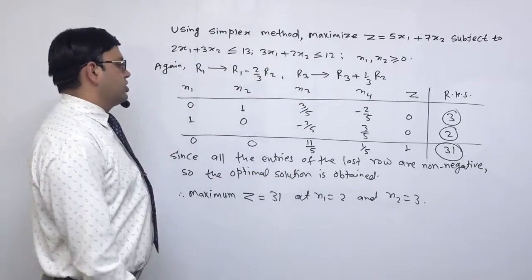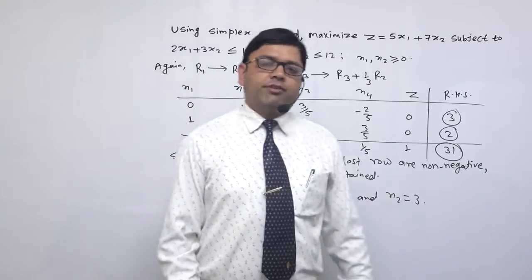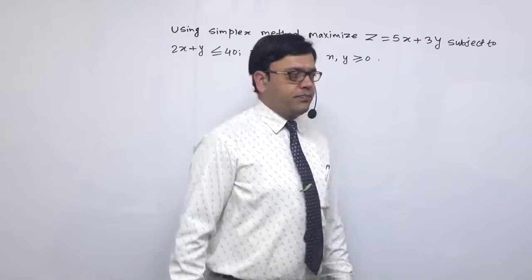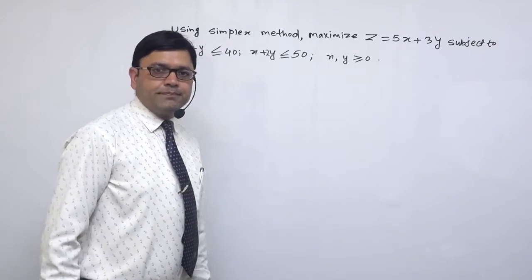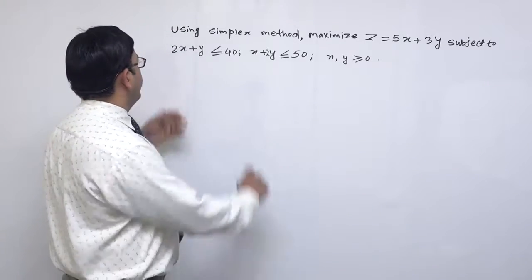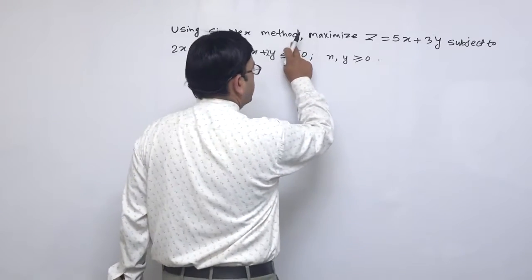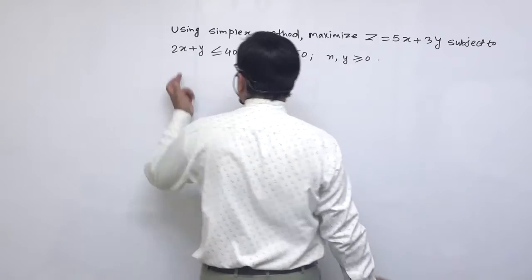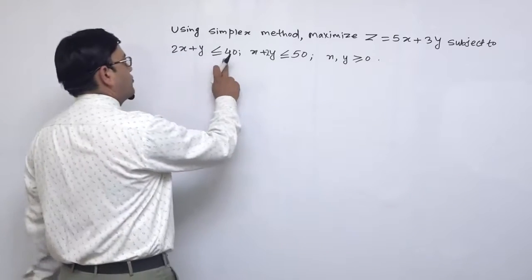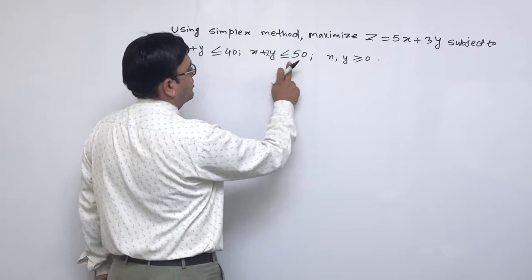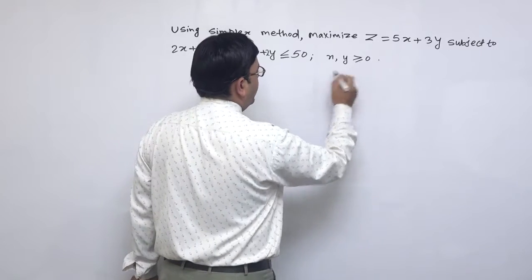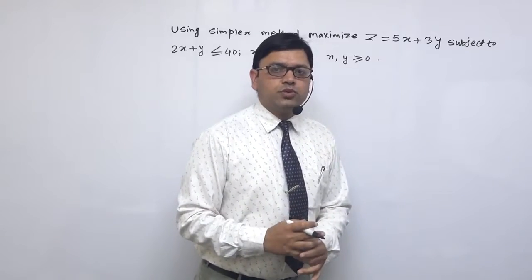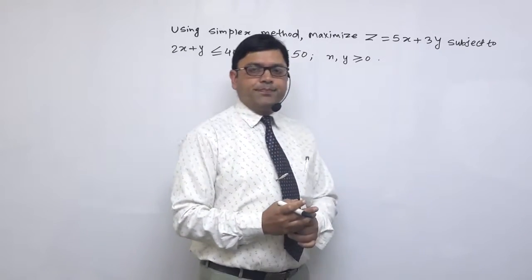This is a very long question. Yes, this is a long answer question of our class. Students, now we are going to start another question of linear programming problems. Our question is: using the simplex method, maximize z equals 5x plus 3y subject to 2x plus y less than or equal to 40, x plus 2y less than or equal to 50, and x, y greater than or equal to 0. So, how can we solve this question by using the simplex method?